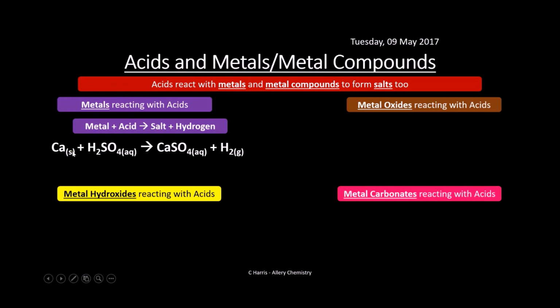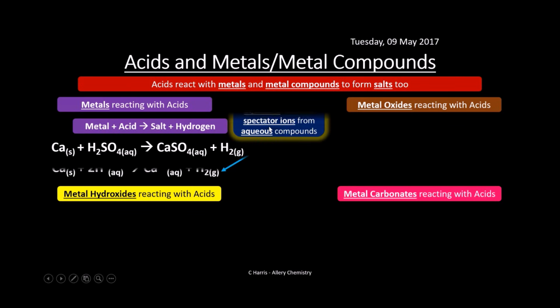Here it is here. Calcium is a metal plus sulfuric acid produces calcium sulfate and hydrogen. Again, that's your salt, there's your hydrogen. The ionic equation is going to be this. Calcium, again, the sulfate bit is irrelevant, so we're just looking at the H plus bit because that's the acid bit. Produces calcium ions, again, ignore the sulfate bit, that hasn't changed. There's no change here, that's a spectator ion, and hydrogen gas.